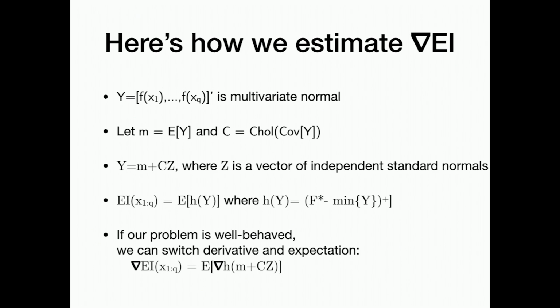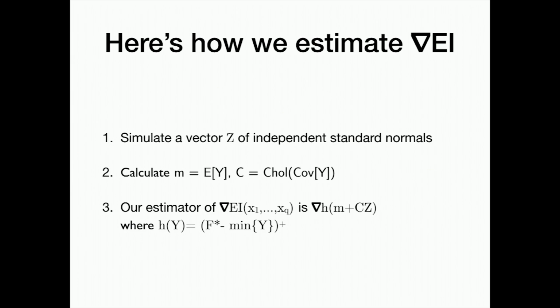With that knowledge, what I can do is rely on something that's called infinitesimal perturbation analysis. And how that works is basically, if certain regularity conditions are satisfied, you can switch derivative and expectation. Right? So I'm interested in the derivative of EI, which is the expectation of this thing. I'll just rewrite that as the expectation of the gradient of h of y, where I remember that y is written like this, M plus C times Z, and this is the gradient with respect to where I measure, x1 through xq. Z doesn't depend on that. It's just a standard normal random vector. But M and C do. All right?